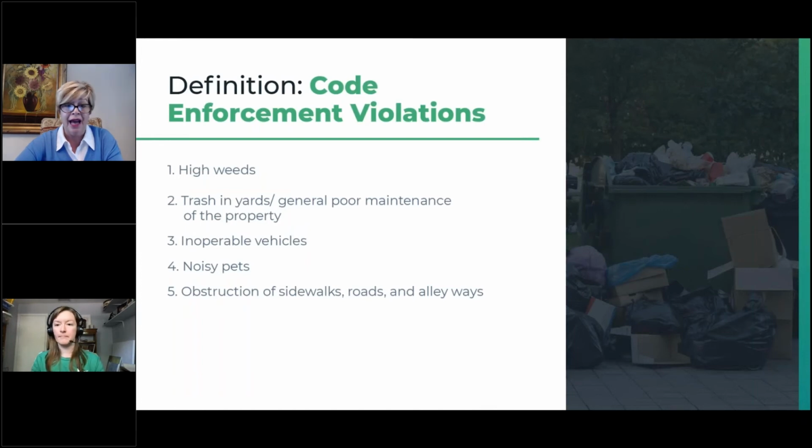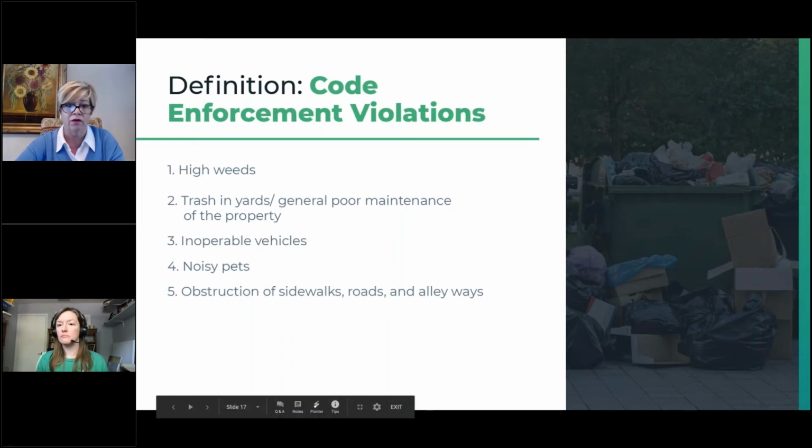Again, some of these may be apparent, it may be obvious when you're driving by a particular property or you're looking at property records. High weeds, trash in yards, poor maintenance of the property, inoperable vehicles, trash, noisy pets, obstruction of sidewalks, roads and alleyways. So when you're thinking about code enforcement, you're typically looking at it just strictly as a safety hazard for the general public. That's typically what generates a code enforcement.